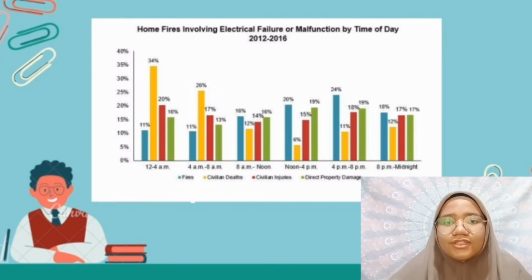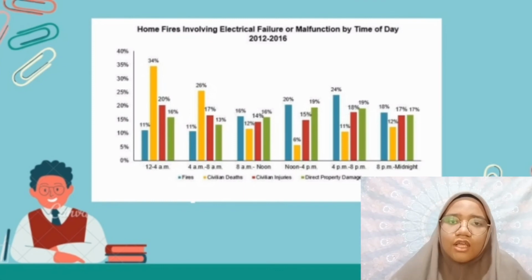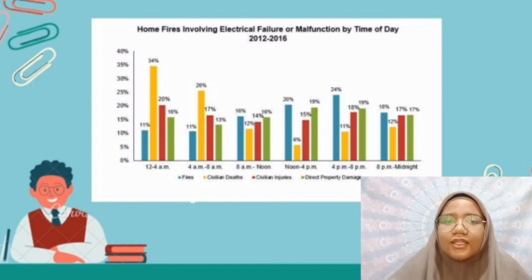Therefore, the house tenants have to pay attention to their surroundings. If all the house tenants are concerned with the surroundings, it will make the cases of home fires involving electrical failure decrease.